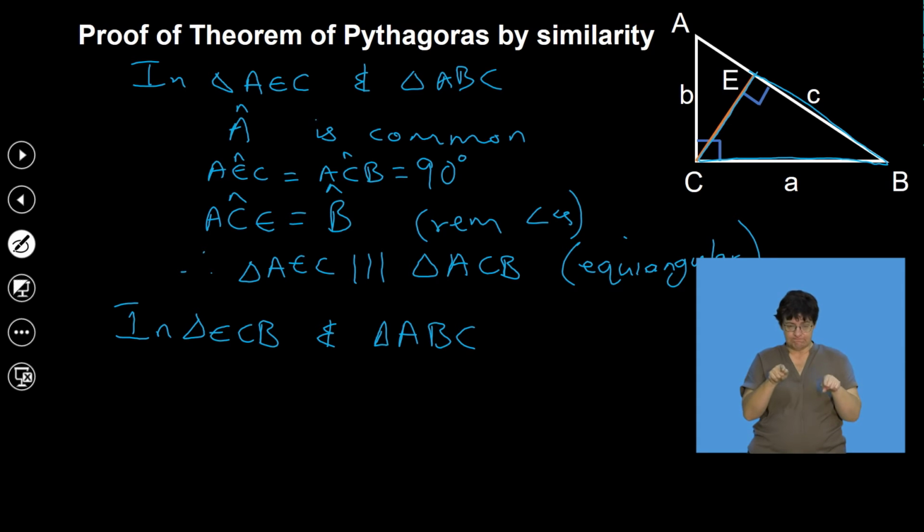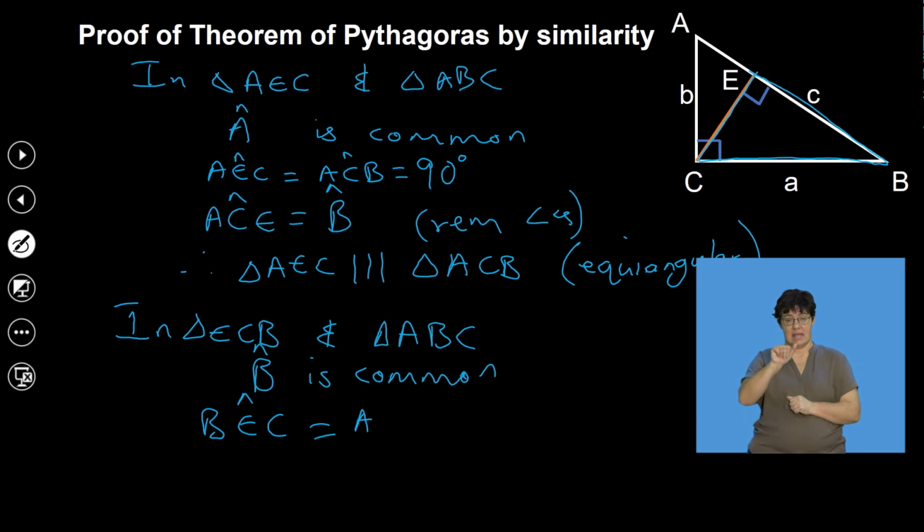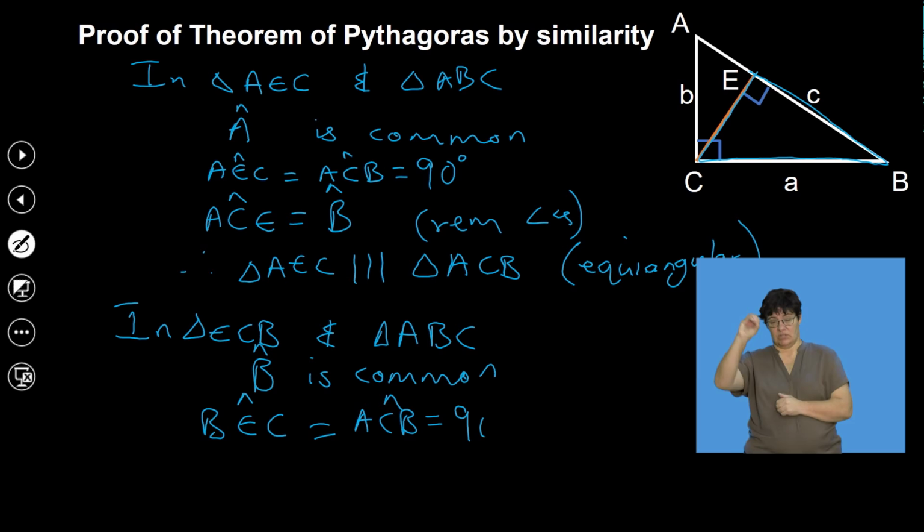I can see my angle B is common, so I will say angle B is common. Already I know that. Angle B is common. And then there's a 90 degrees in both the triangles, right? So that will make it angle BEC, which is equal to angle ACB, and this is equal to 90 degrees.